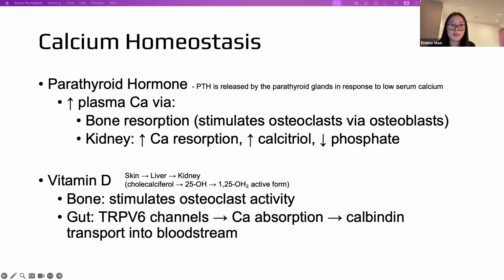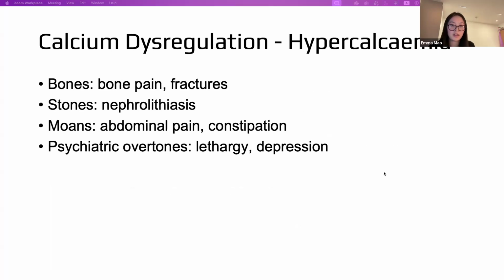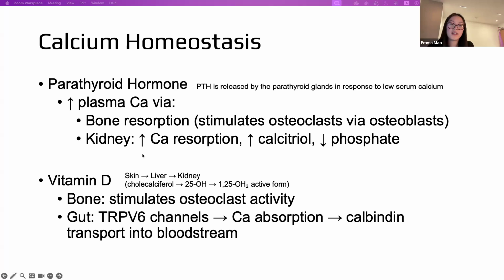So it increases bone resorption. It stimulates the osteoblasts, which release RANKL to stimulate the osteoclasts, which then break down the bone and increase the calcium and phosphate in the body. And then in the kidney, it increases calcium resorption, increases vitamin D, and decreases phosphate reabsorption.